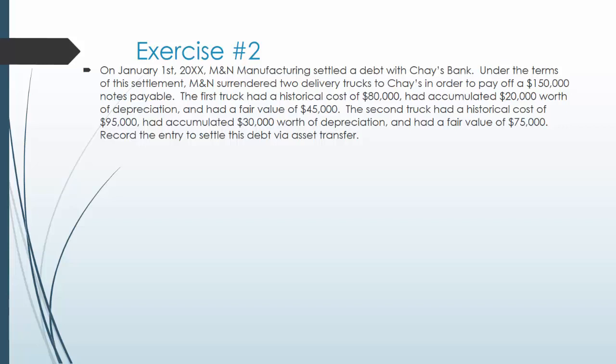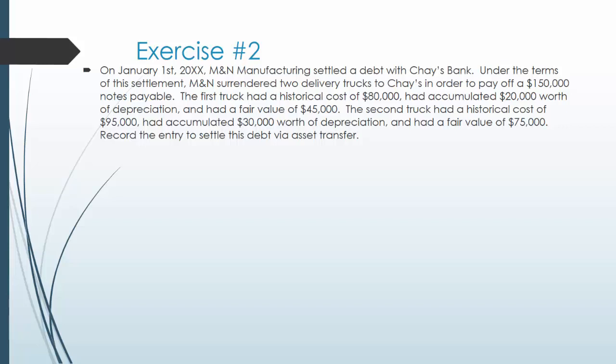The first truck has a historical cost of $80,000. It has already accumulated $20,000 worth of depreciation, and it has a fair value, its value on the market, its Kelley Blue Book price, if you will, of $45,000. The second truck originally cost $95,000. It has accumulated $30,000 worth of depreciation, and it has a fair value of $75,000. We need to record the entry to settle this debt via asset transfer.